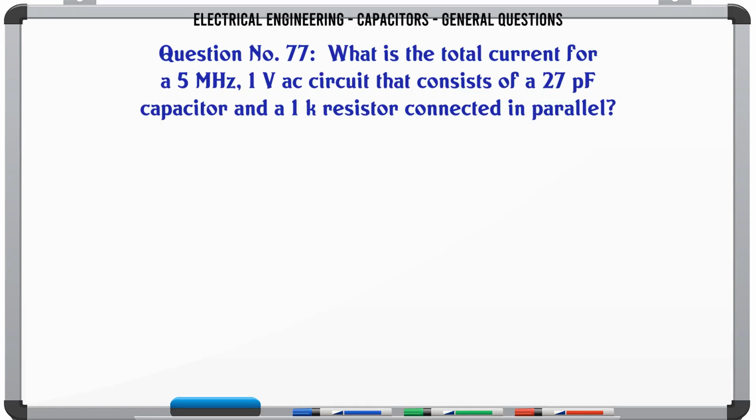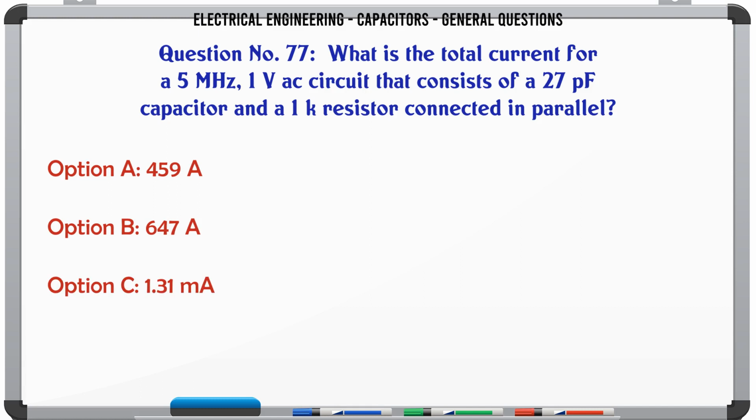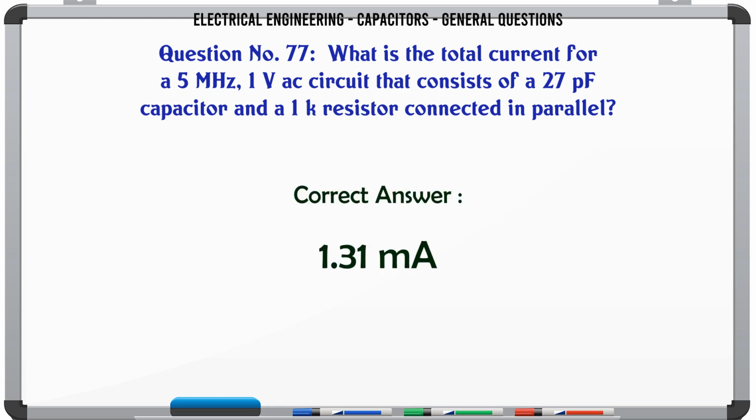What is the total current for a 5 MHz 1 V AC circuit that consists of a 27 pF capacitor and a 1 k resistor connected in parallel? A. 459 µA, B. 647 µA, C. 1.31 mA, D. 1.85 mA. The correct answer is 1.31 mA.